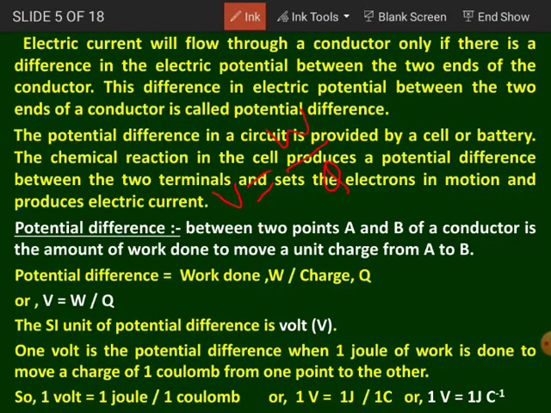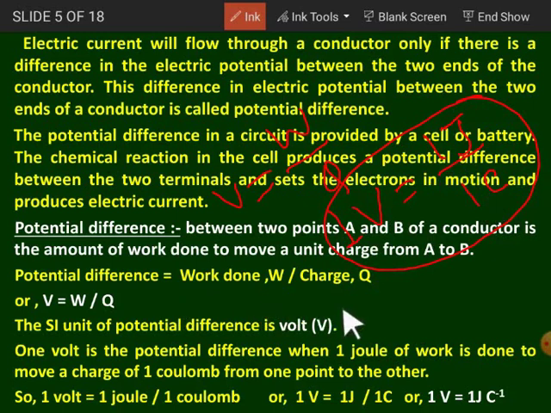If you want to find 1 volt, then it should be 1 work done. The SI unit of work done is joule. The SI unit of charge is coulomb. So we may define 1 volt from this expression. 1 volt is a potential difference when 1 joule of work is done to move a charge of 1 coulomb from one point to the other point. Got it? So we will define it from this expression. 1 volt is a potential difference when 1 joule of work is done to move a charge of 1 coulomb from one point to the other point.